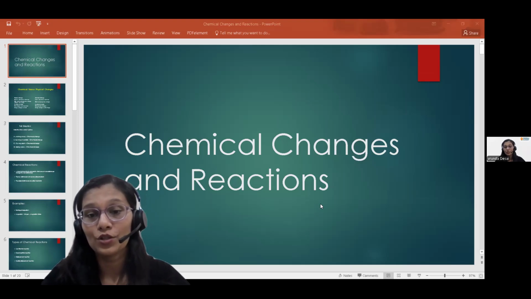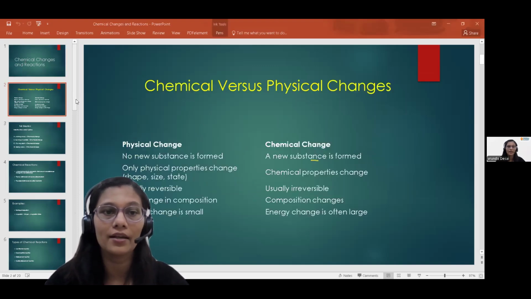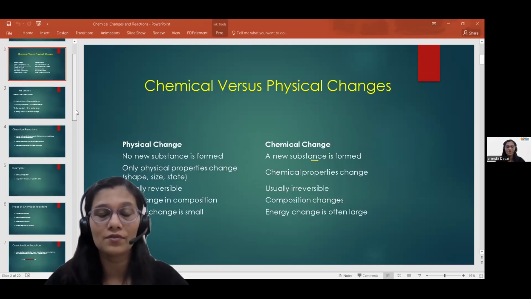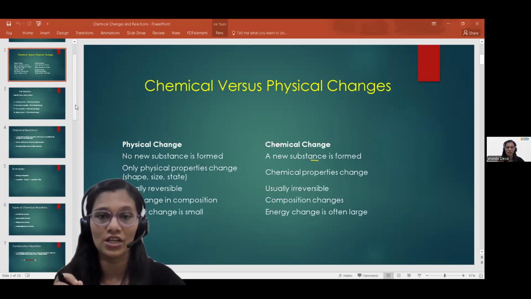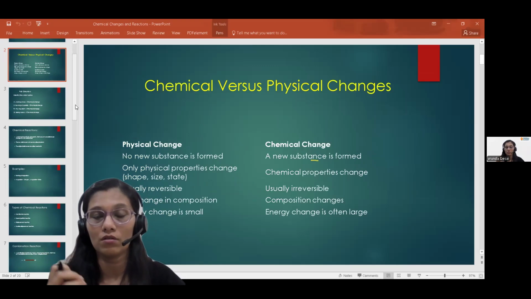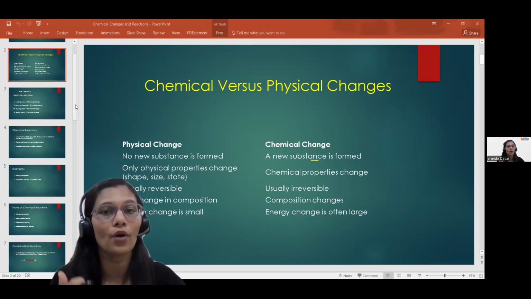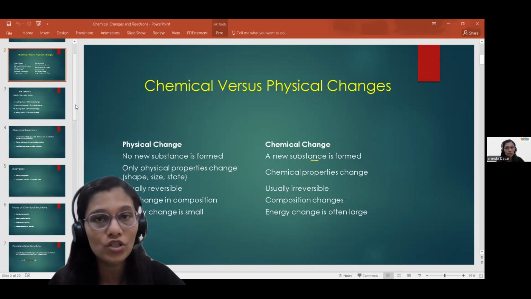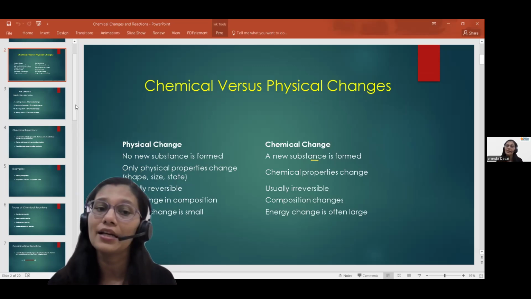So today we are going to discuss types of chemical reactions. In the previous class we already learned about chemical changes and physical changes. We will see that once again. In physical changes, no new substance is formed. In case of chemical change, a new substance is formed. Chemical properties of the reactant change in a chemical change, but in a physical change, the chemical properties of the reactant are not changing, only physical properties like size, shape, and state are changing.